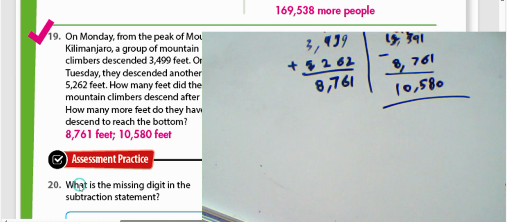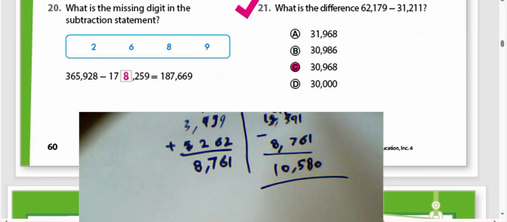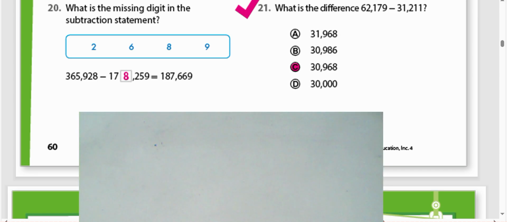Okay, assessment practice. You can find the missing number here in this example and the difference between two numbers like this. Okay, we can find the missing number here because 5 subtracted by the digit here will be 6, so we must borrow 1. 15 minus 7 equals 8.